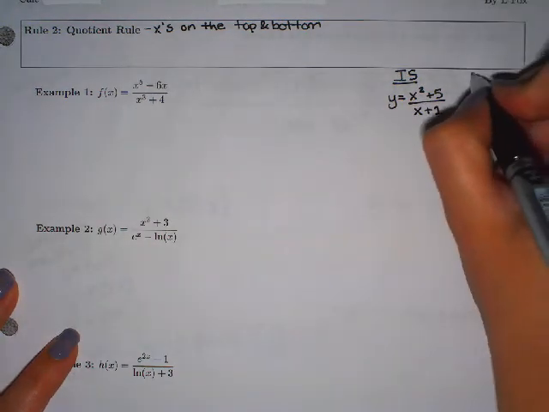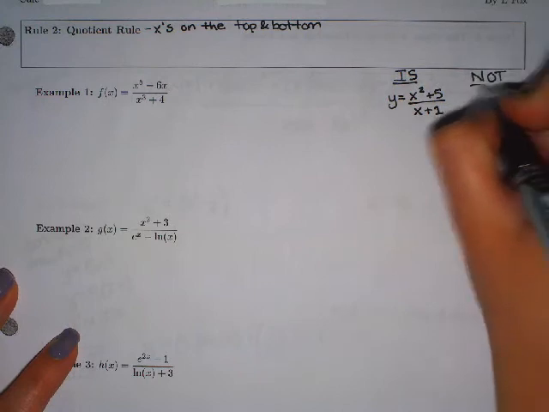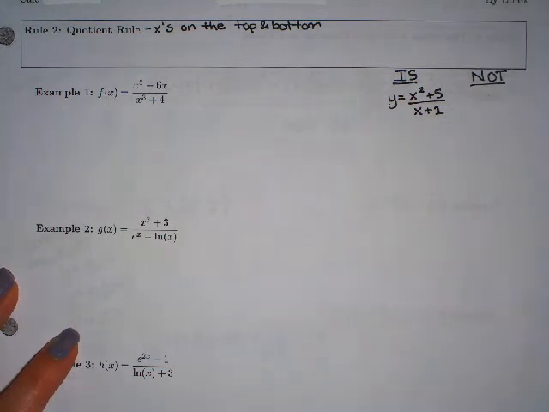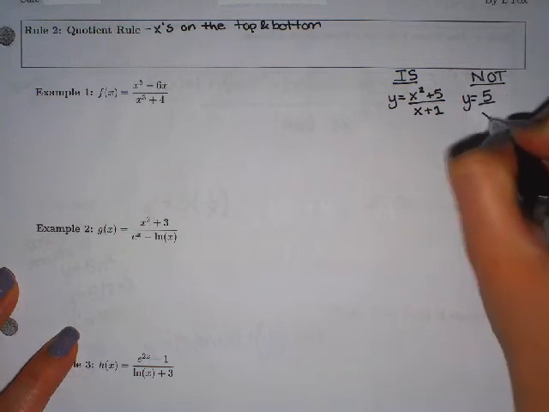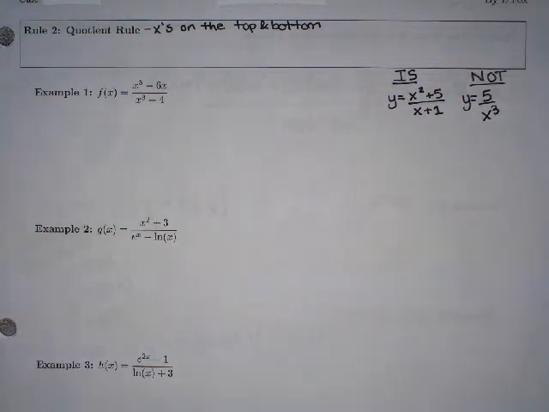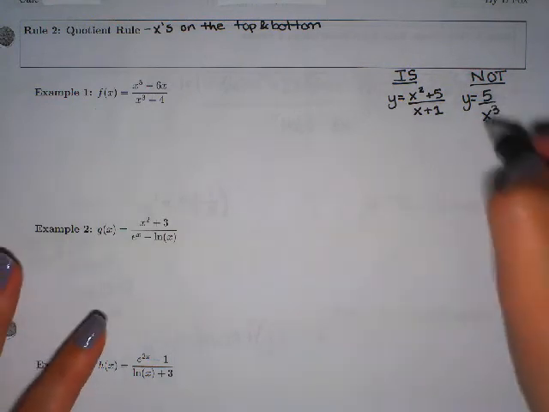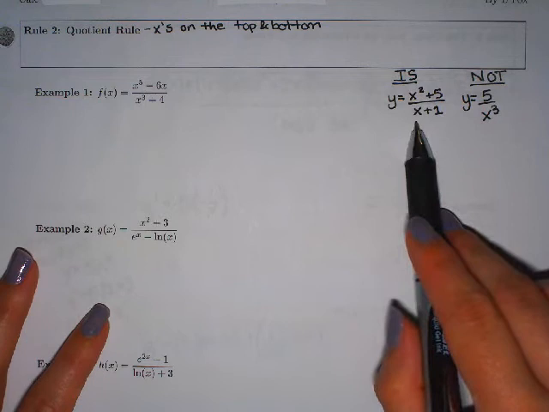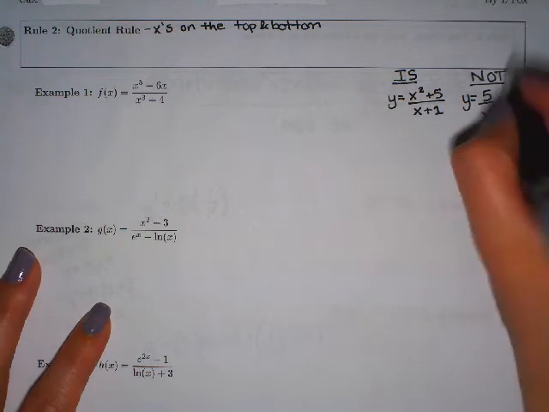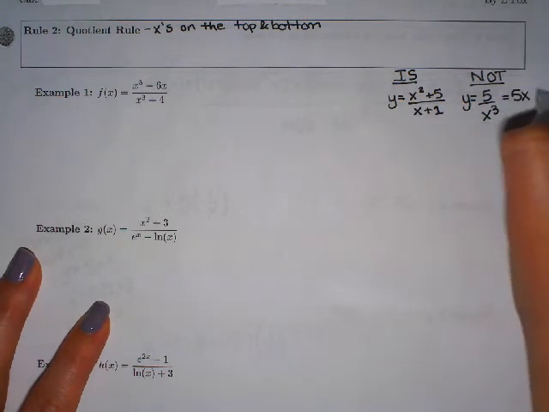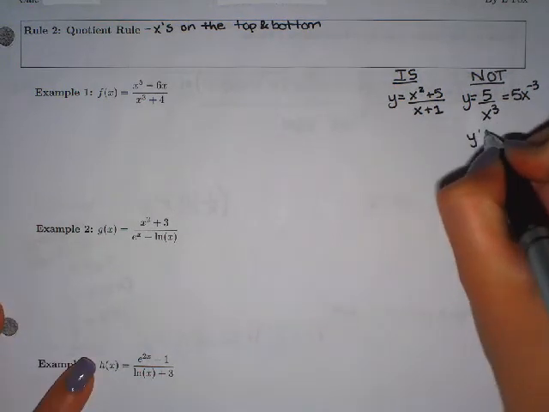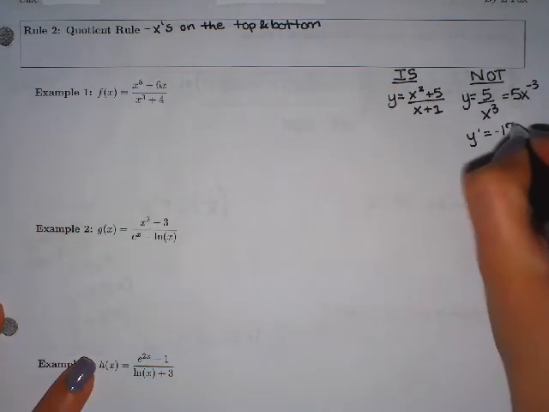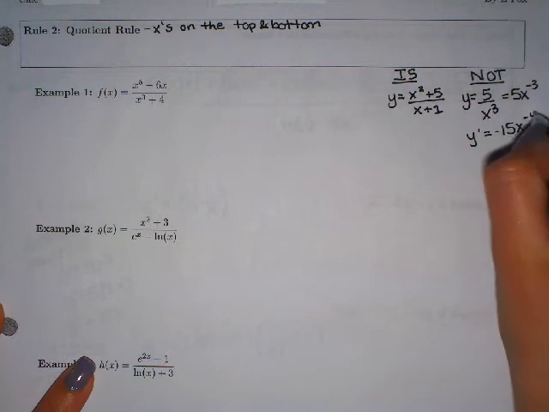That's going to be something that we can tackle now, but something that is not, that we've already seen and did not have to use the quotient rule for, is a fraction like 5 over x cubed, where it only has x's in the bottom. So if you don't have x's in both the top and the bottom, it's not a quotient rule. So this one we would just rewrite. We'd say, hey, we can bring this up as 5x to the negative 3, and then we could take the derivative to be 5 times negative 3 is negative 15, x to the negative 4.